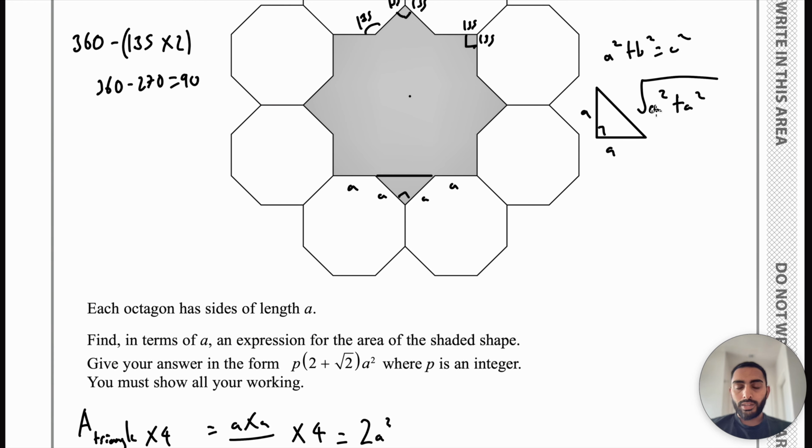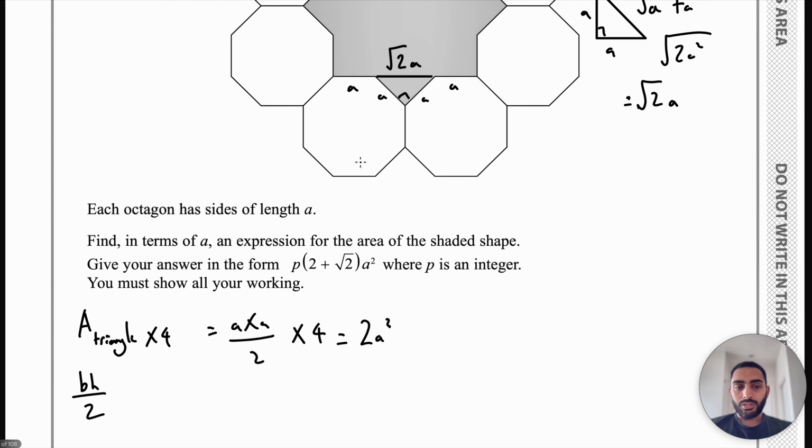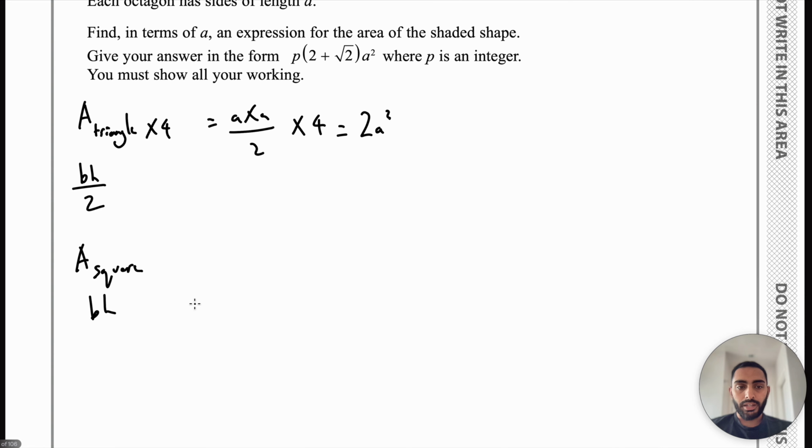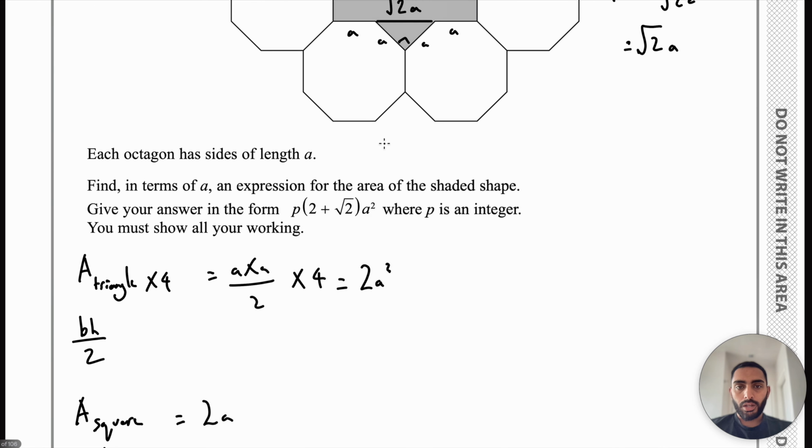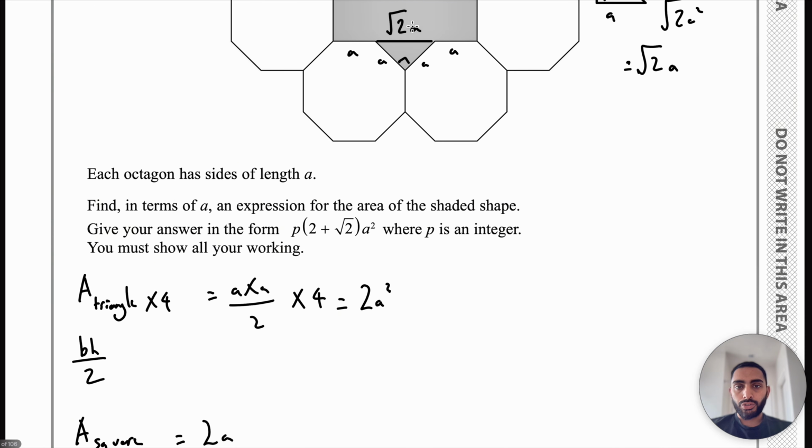A squared plus A squared, that's 2 lots of A squared, so that's root 2A squared. Can simplify this a little bit, so I'm going to do the root of 2, and the root of A squared is just A. So this is the same as root 2A. Now that I know this length is root 2A, I can find out what that whole base is. It's going to be A plus A, which is 2A, plus root 2A.